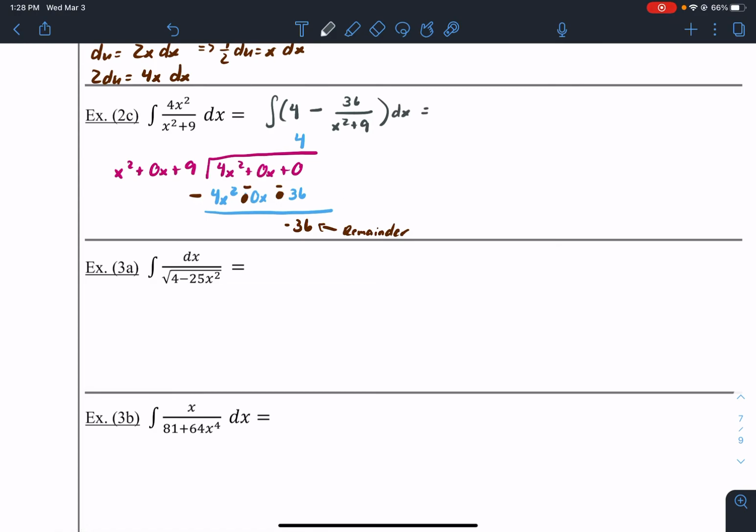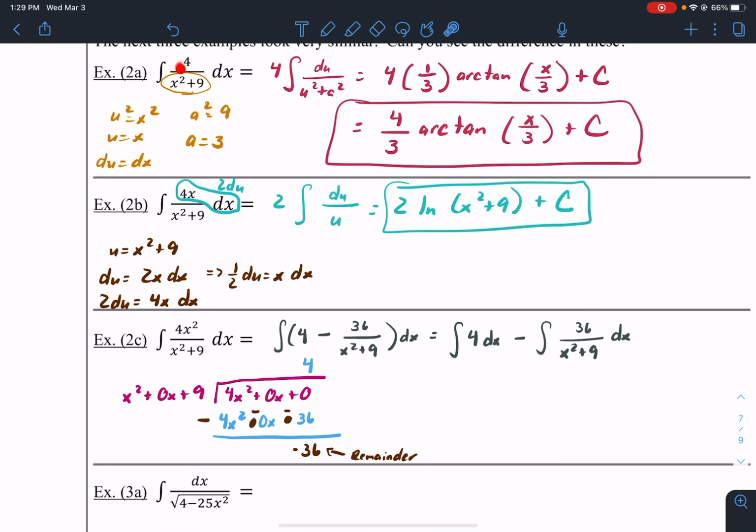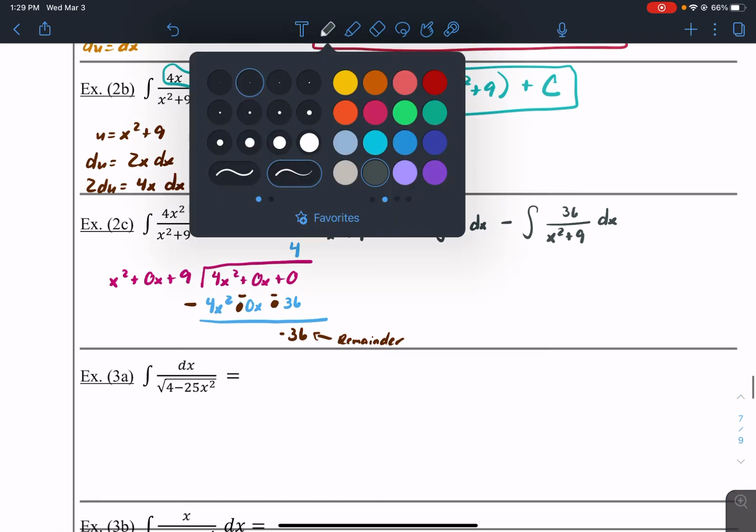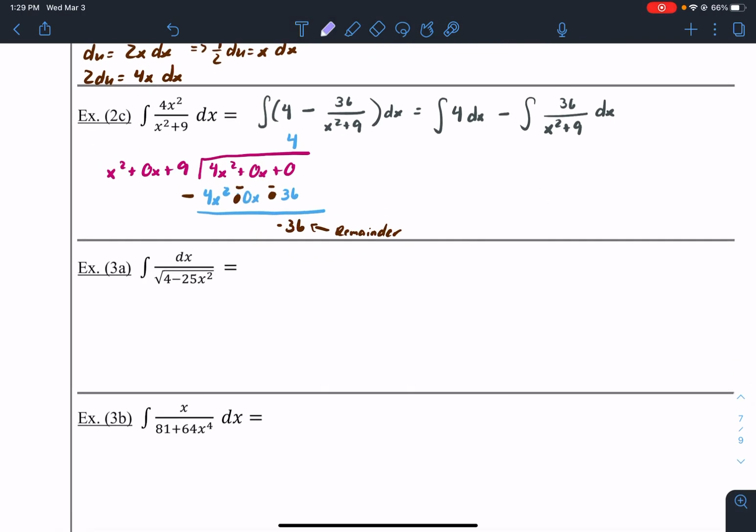Now you may need to break this up into two integrals in order to see it well. You integrate 4 dx minus the integral of 36 over x squared plus 9. Remember, dx. If you are integrating, you better have a dx on there. I know how to integrate 4. That's just going to be 4x. This requires a specific technique of integration. Again, I'm looking at a situation where there is no x in the numerator. So this is going to be arctangent. This is exactly like 2a, except I have a 36 instead of a 4. But it's just a constant.